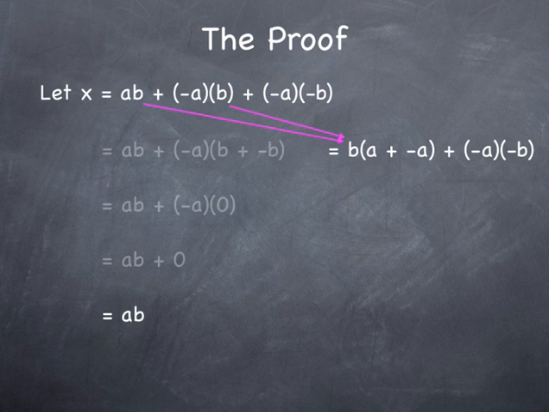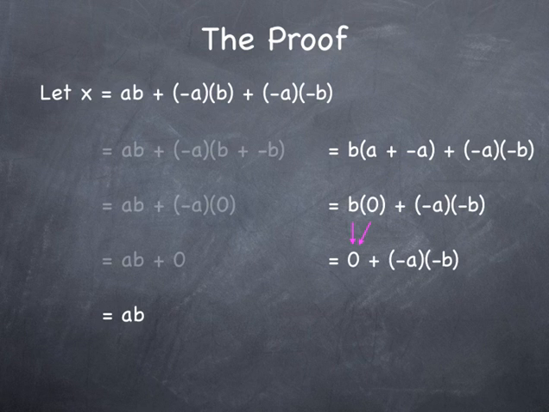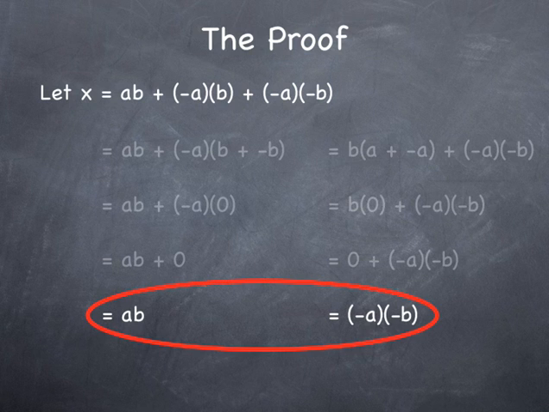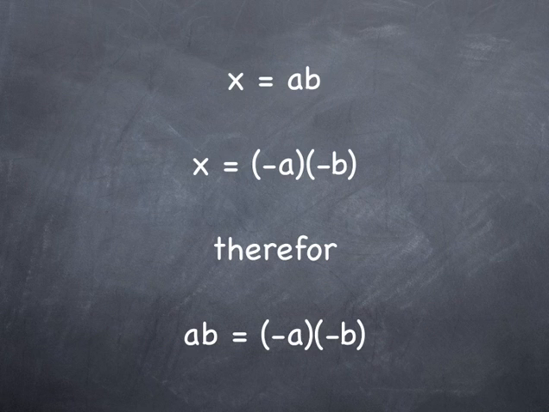We can take the same expression for x and simplify it in a slightly different way. This time, let's factor out b instead. We get b times a plus negative a plus negative a times negative b. A number plus its opposite is 0, so we get b times 0 plus negative a times negative b. Anything times 0 is 0, so we get 0 plus negative a times negative b, which is negative a times negative b. But we got both of these answers from the same expression for x that we started with. In other words, x equals a times b, and x also equals negative a times negative b. Therefore, a times b must equal negative a times negative b.